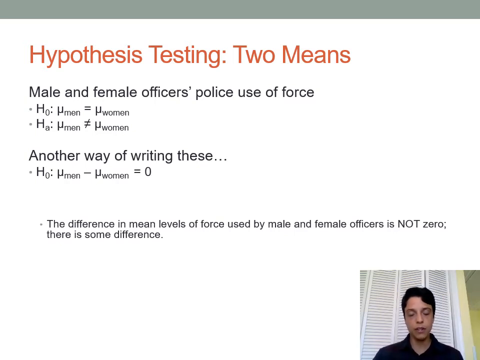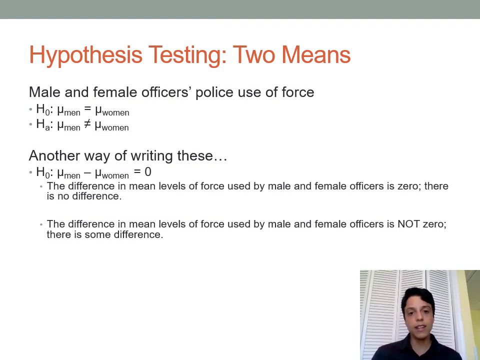So on the right hand of the equal sign, we get a 0, and then on the left hand, we have the mean for men minus the mean for women. But if you think about it, it should make some amount of intuitive sense. If you subtract one thing from another thing and get 0, you know that those two things have to be the same. So it's just a different way of writing out that first hypothesis. And you could also say this in words by saying that the difference in use of force between male and female police officers is 0, or that there is no difference. So the difference in the mean levels of force used by male and female police officers is 0, and in other words, there's just no difference between those two means.